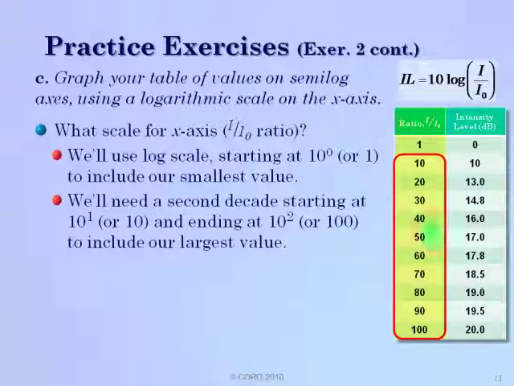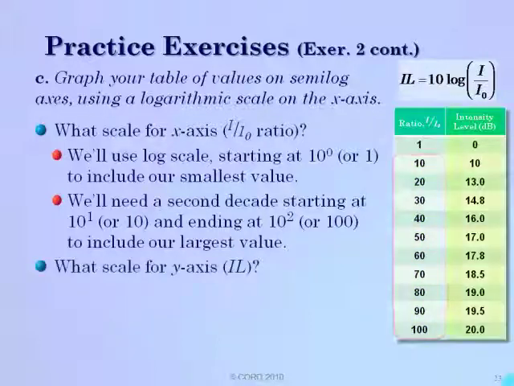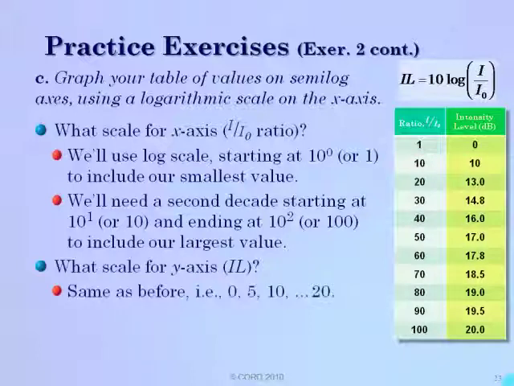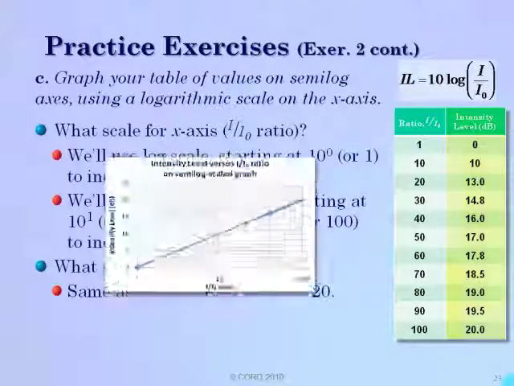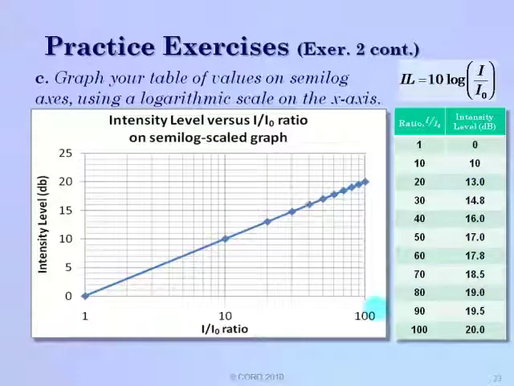So most of our data is going to be plotted in the second decade, as you can see. And what about the scale for the y-axis? Well, we'll just use the same as before, between 0 and 20 in steps of 5. So now we've got our logarithmic scale on the bottom here, and you'll notice this characteristic compressing of the grid lines as we get closer and closer to the end of the decade. And our values in this case are not a curve, but a straight line, which is indicative of a logarithmic or an exponential relationship between x and y.